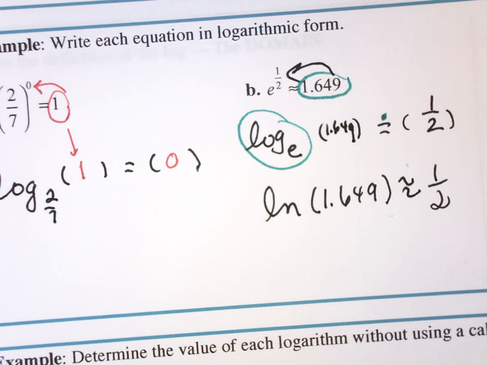Now, is there anything wrong with just writing log base E and keeping it that way? No, right? As long as you realize if you're going to put it in your calculator, you need to make sure that you understand the log base E is natural log.